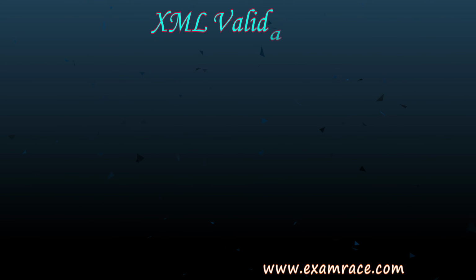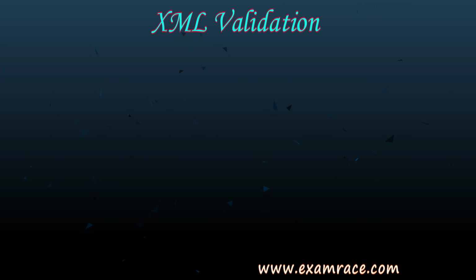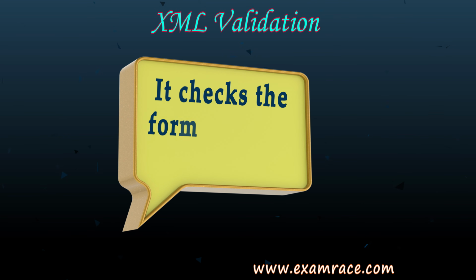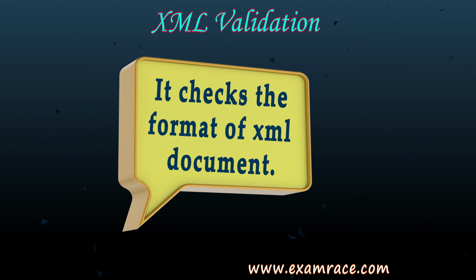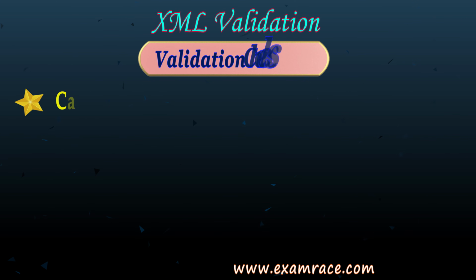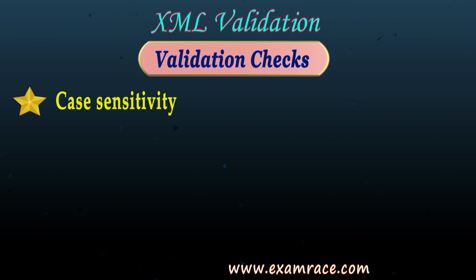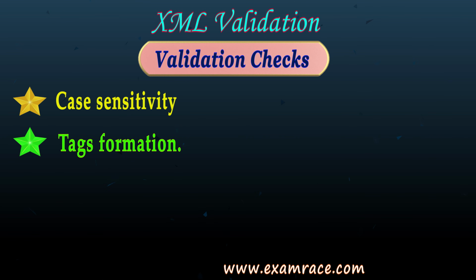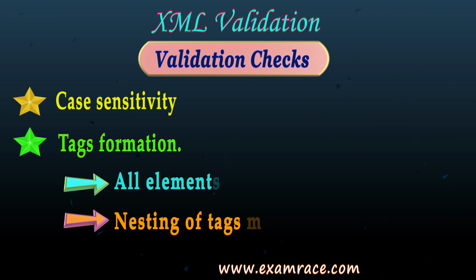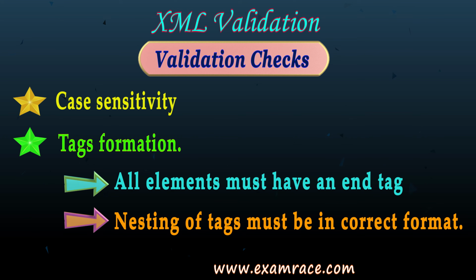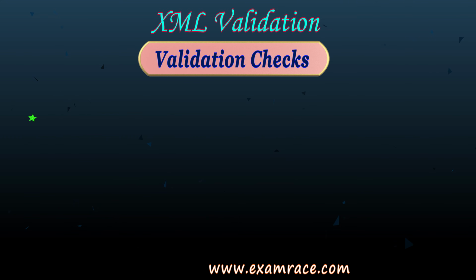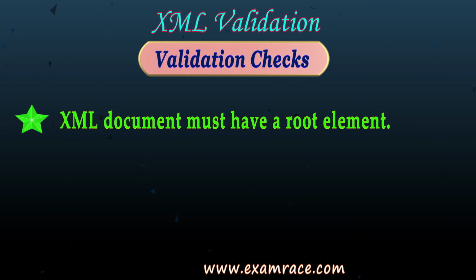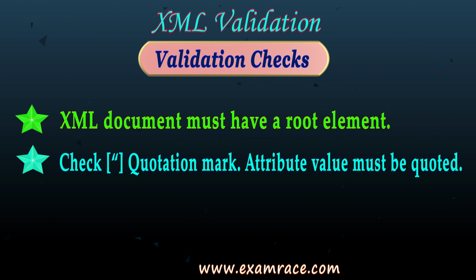Next is our XML validation. What is validation? As we know, it checks the format of the XML document. We need to check whether the exact format has been followed or not. The major thing is to check the case sensitivity. Next is tag formation, whether we have the ending tag for every opened tag in the document. Next, we must have one root element, which is mandatory. Then the attribute values must be in double quotation marks.